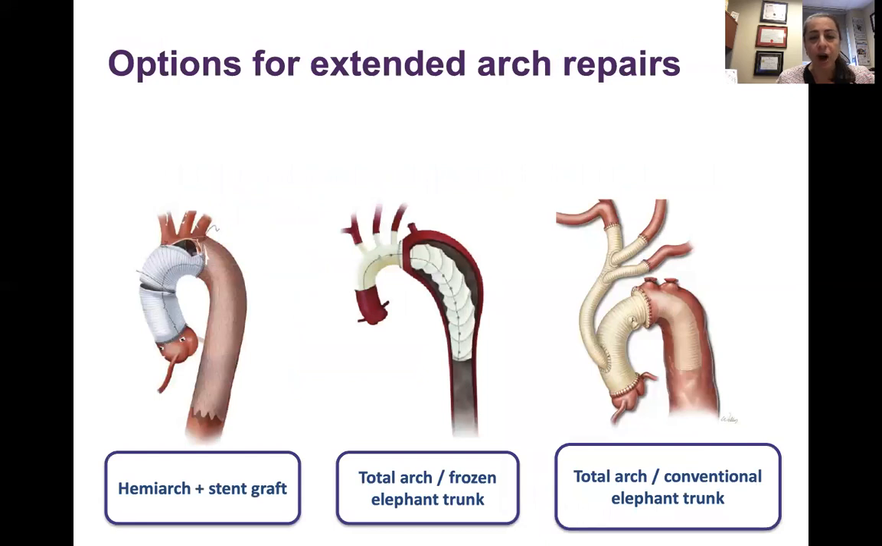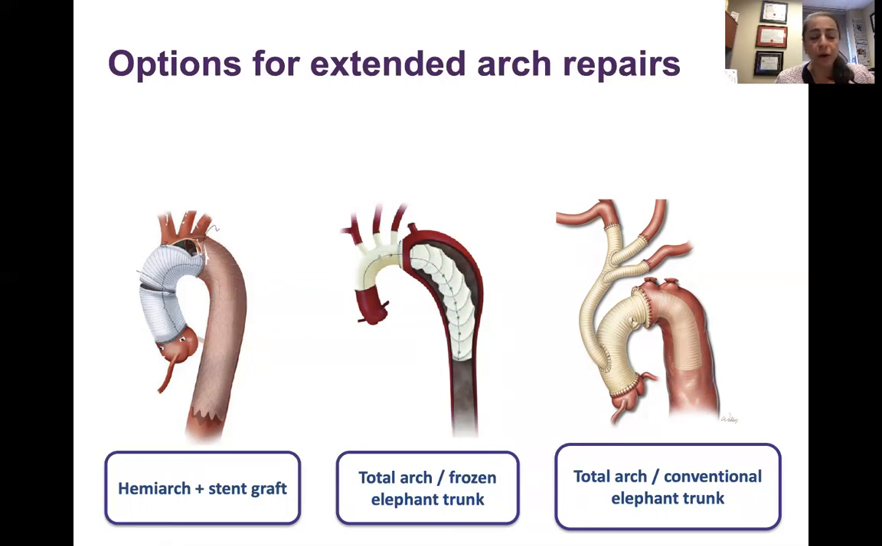There are several options for extended arch repairs, including a hemi-arch with a stent graft that's placed inside the descending thoracic aorta under circulatory arrest. We can do a total arch replacement with a frozen elephant trunk, frozen meaning a stented elephant trunk that sits in the descending thoracic aorta, as is shown in the middle panel here. Or we can do a total arch replacement with a conventional elephant trunk, meaning the elephant trunk is made out of Dacron.